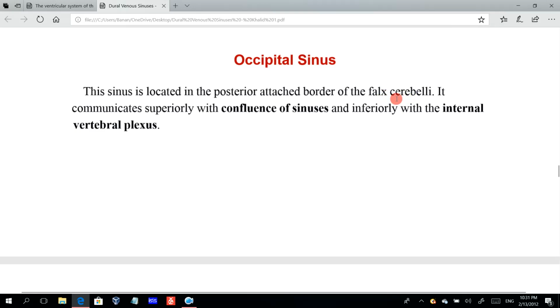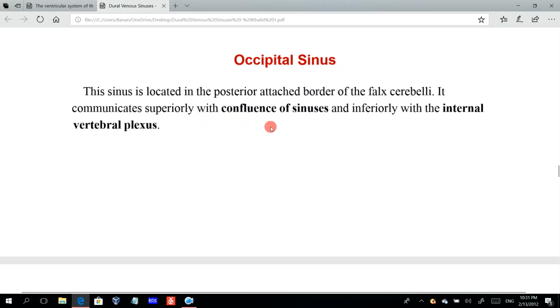At its attachment to the occipital bone, it will separate the dura. It will separate the inner and outer layer of the dura at the posterior edge of the falx cerebelli to form this occipital sinus. It communicates superiorly with the confluence of sinuses.